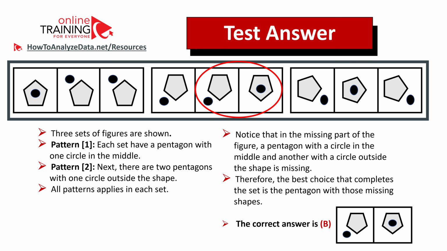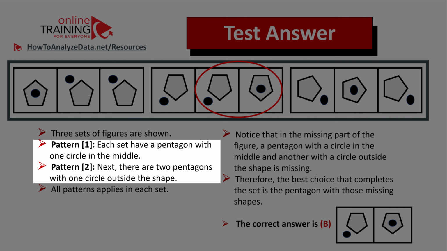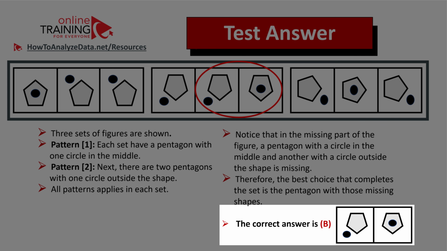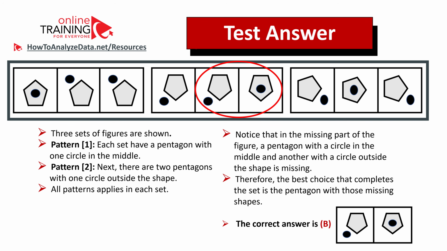Always look for patterns. And there are 2 patterns present in this question. Pattern 1 is the fact that there is always a circle inside the pentagon. And pattern 2 is the fact that there are always 2 shapes with the circle outside of the pentagon. So the correct choice here is choice B. Hopefully you've nailed this question and now know how to answer similar questions on the test.